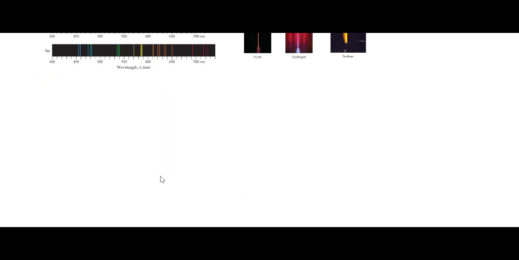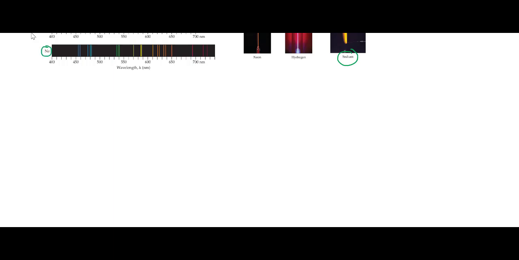So I'm showing you here a couple different versions of that. The line spectrum for sodium is here. You've got these 2 yellow bands, but that's it. So totally different than hydrogen. In sodium, the actual emission looks like this, the image on the far right.